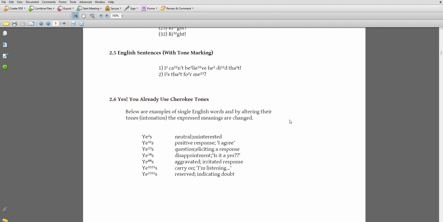Below are examples of single English words, and by altering their tones or intonation, the expressed meanings are changed. Yes, that's just neutral, uninterested. Yes. Positive response. I agree. Yes. Like you got it. Yes. Again, that's eliciting a question.